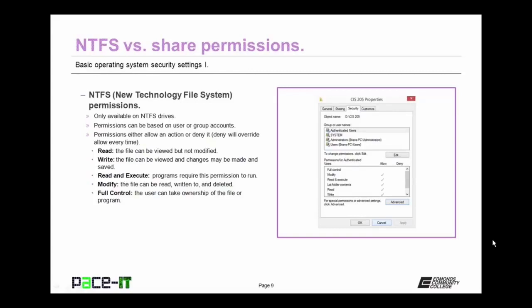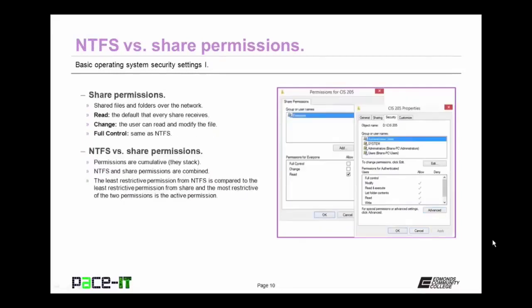Now those permissions are read: the file can be viewed but not modified. Write: the file can be viewed and changes may be saved to the file, but it can't be deleted. Read and execute: programs require this permission to run. There's modify: the file can be read, it can be written to, and it can be deleted. And then there's full control: the user can take ownership of the file or program.